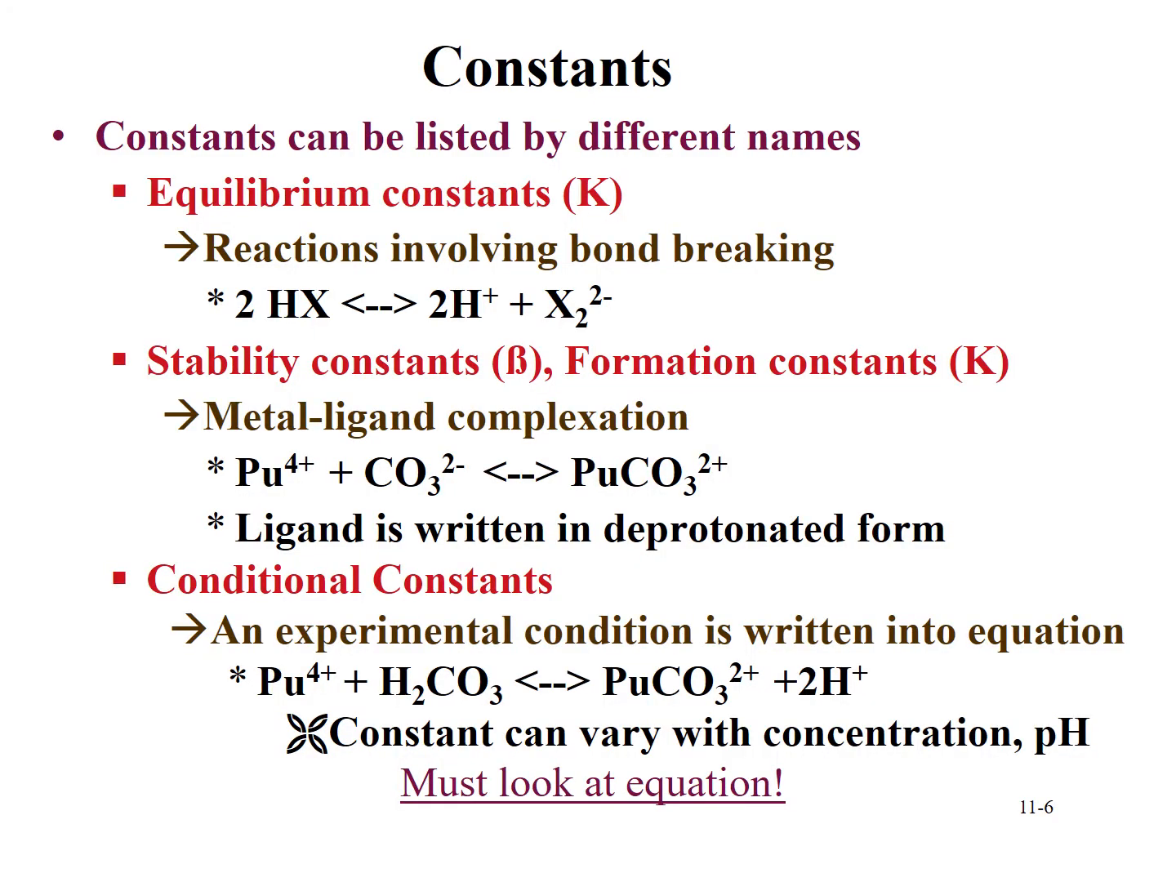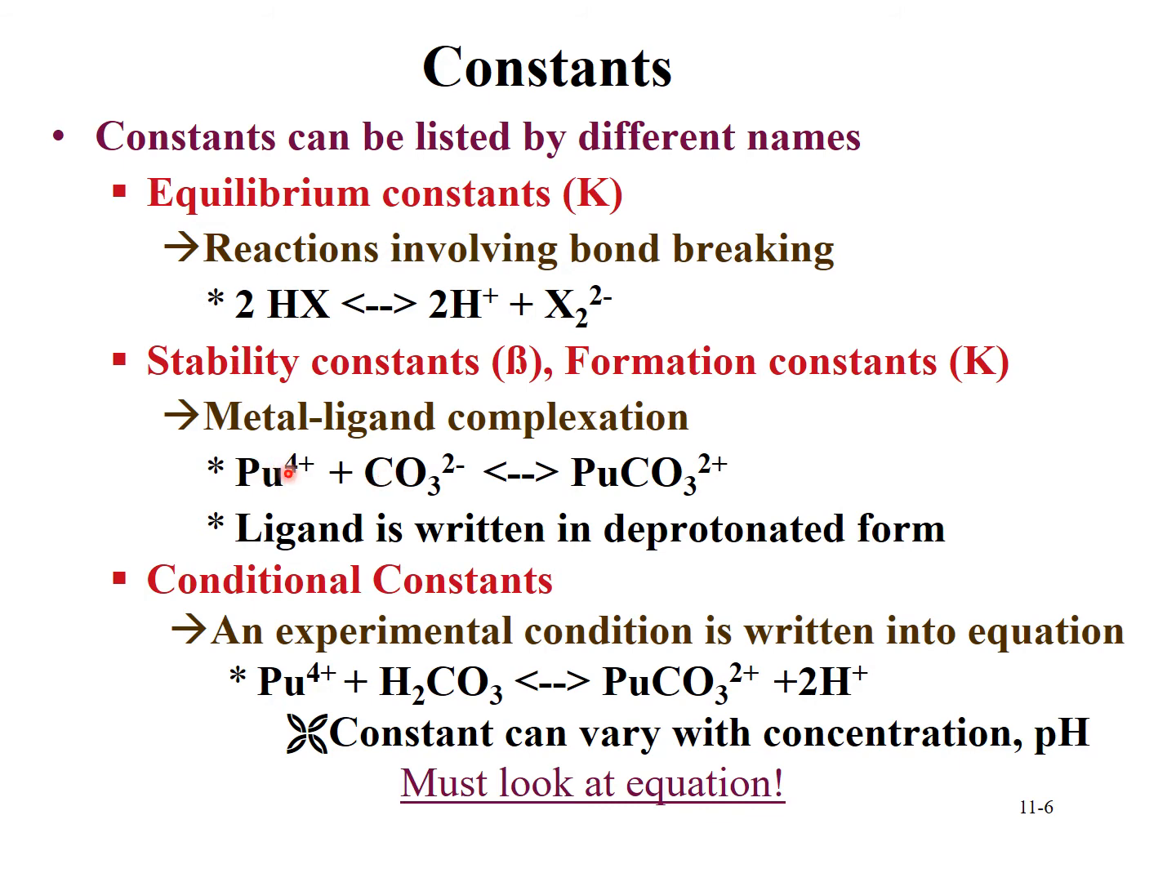Okay, there's a number of ways that constants can be presented. A very simple one is an equilibrium constant, where you get some bond breaking and bond making. So imagine I've got just some acid of some sort where you get two protons formed and some sort of polymerization occurring. I can have a very simple reaction that describes this. I can also talk about stability constants or formation constants. And imagine we have plutonium with carbonate going to plutonium carbonate. Again, the complexation constant for this would be the concentration of the plutonium carbonate divided by the concentration of plutonium-4 times the concentration of carbonate.